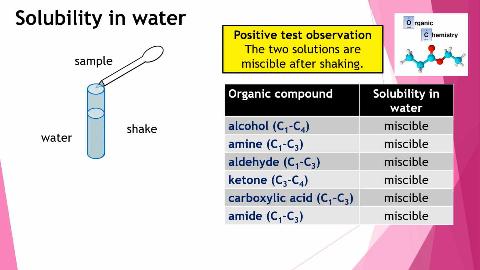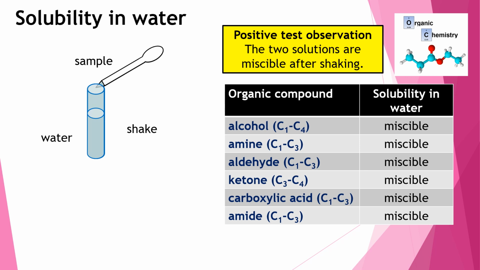Now, alcohols, amines, aldehydes, ketones, carboxylic acids, and amides are all soluble for their smaller compounds, from carbons 1 to 2, or 1 to 4, or 1 to 3. So we've got small chains of any of these six. They're miscible in water, or they're soluble in water.